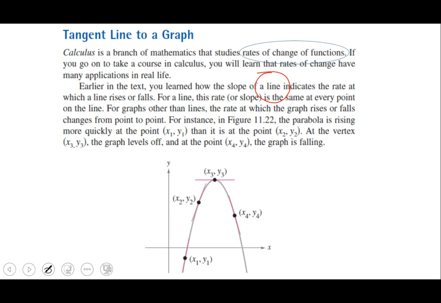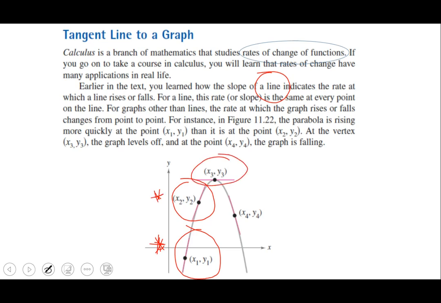So consider here, we have obviously a downward facing parabola. Let's say you were trying to find the slope at some specific point. If you were to calculate the slope here at the point (x1, y1), compared to the slope of that same quadratic here at the point (x2, y2), you would hopefully be able to realize visually that the slope is rising more quickly here than it is here. Obviously, both of those have positive slopes because the line is rising, but because it's steeper here at (x1, y1), it's rising more quickly than it would be here at (x2, y2).